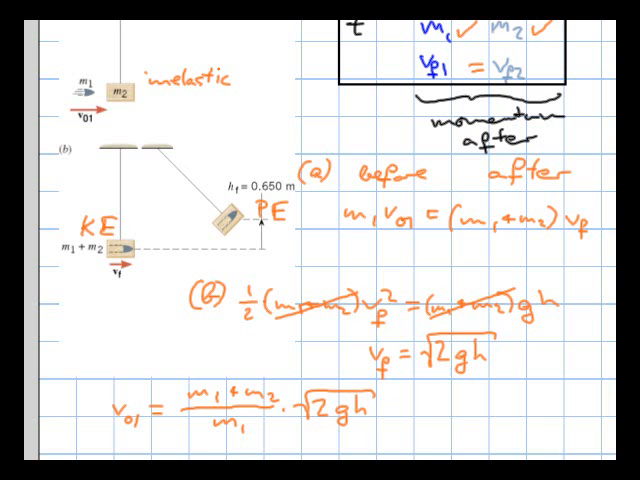And then when you plug in the numbers, you would come up with the result that they have in the book of 896 meters per second is what they calculated. About 3,000 feet per second for this bullet.